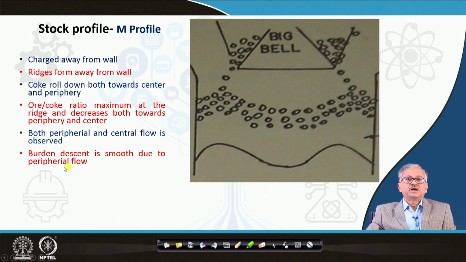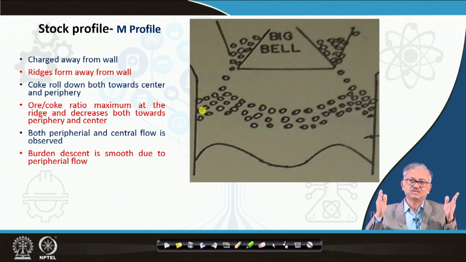And burden descent now is smooth, because as I said, since the gas will be able to move across the periphery, it will act as a lubricant. So the burden will smoothly fall down. Besides, the fines are also not much now near the wall. So the burden will smoothly come down, scab formation will be less, and all these things.